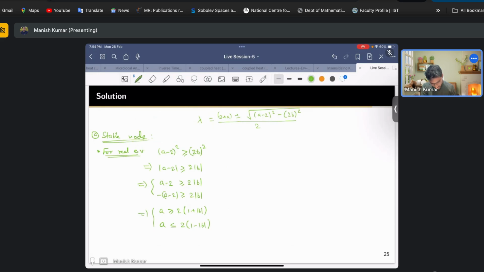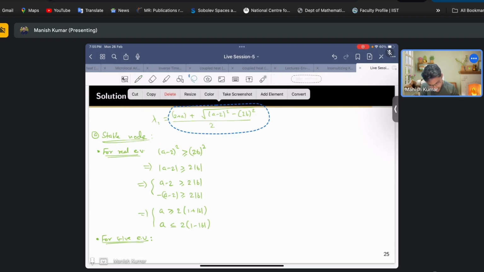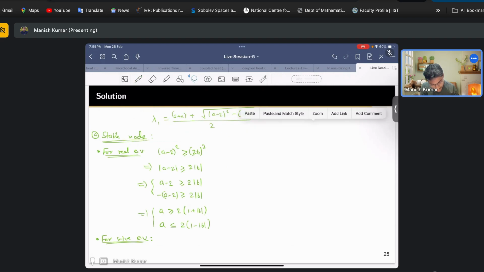Now you can think for negative. So for negative eigenvalue, this condition makes sure that the eigenvalue we'll obtain is a real number. Now to make sure that this is negative, you see here you have two eigenvalues. Let me write it distinctly. So you have lambda 1 equal to this with plus sign, and the other one, lambda 2, is this one.